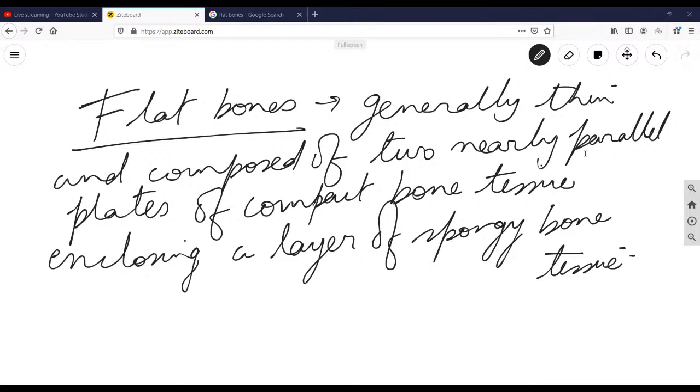Then we have irregular bones. Irregular means they have complex shapes and cannot be grouped into any category. Such bones include the vertebrae and the hip bone. Then we have irregular bone.